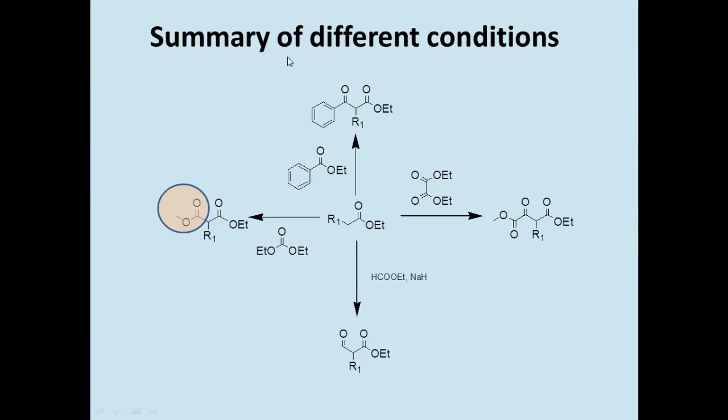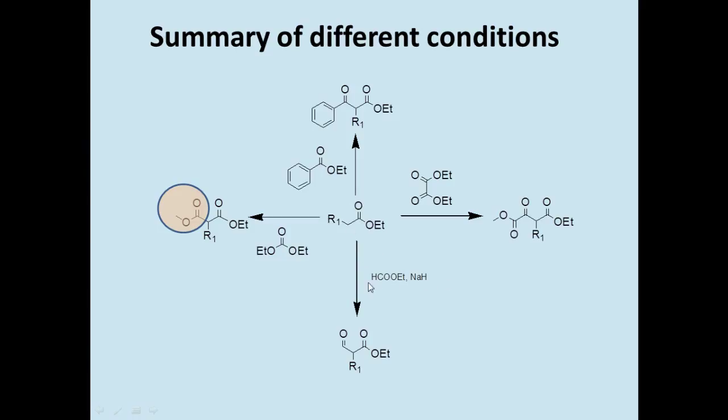This is a summary of different conditions. When you combine an ester with other esters, you simply get beta keto esters. Second is the combination of diethyl oxalate with esters, also giving two ester moieties. This is a special condition where you use a diester with the esters.